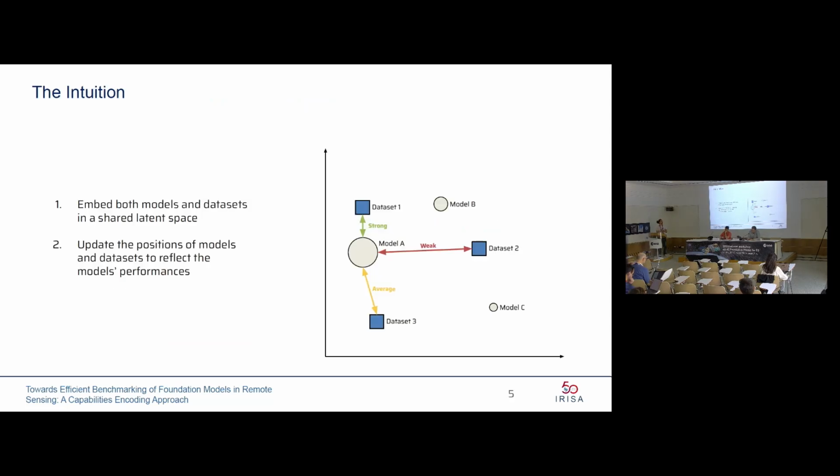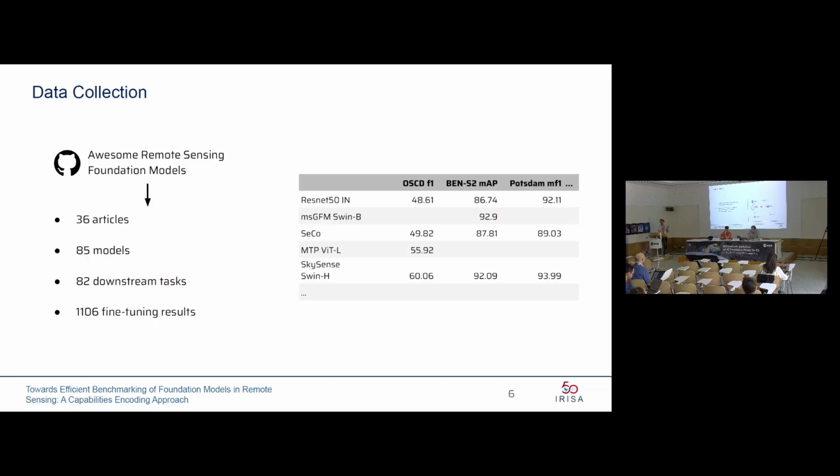So the intuition we had is if we could embed both datasets and models in a shared latent space, we could try to pull together or push apart models and datasets based on their actual fine-tuning results. So if we know, for example, that model A is really strong on dataset 1, we can pull these points together. And if we know that model A is really weak on dataset 2, we can push them apart in the latent space, such that models and datasets on which the model is good will be close together. And we have a well-organized latent space. So this is the intuition we have.